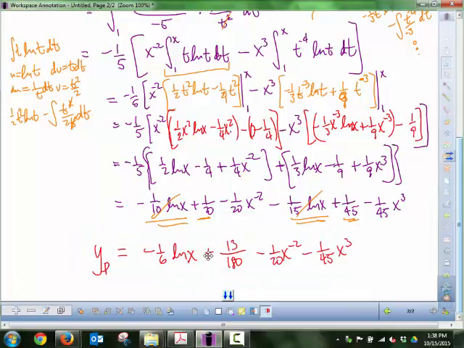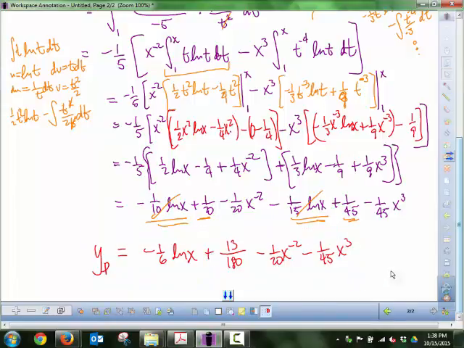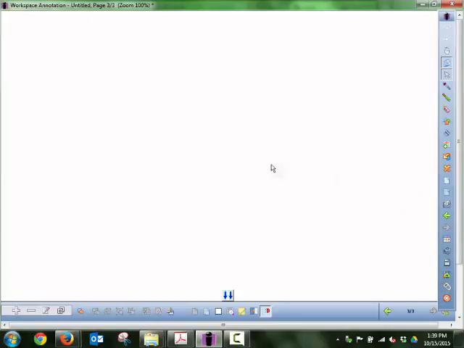So now we just have to combine this answer with our other answer when we got the y sub h, right, for the homogeneous. Might be wrong. All right. So one more page for our last step, our grand finale.